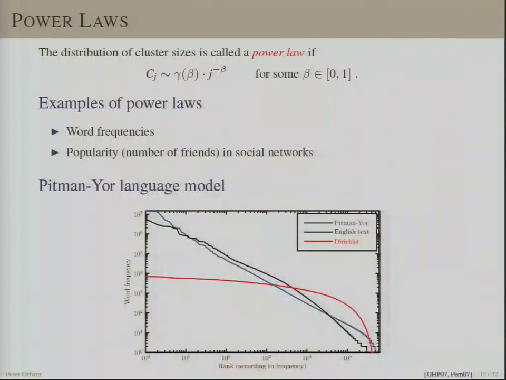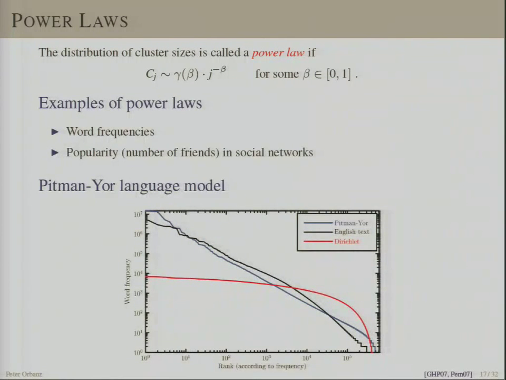What they express is basically that you have a small number of clusters which are very large, and then you have a huge number of clusters that are small. Okay? So the distribution over the number of clusters, if you order them by size, starts very large and then it falls off and it has a heavy tail.